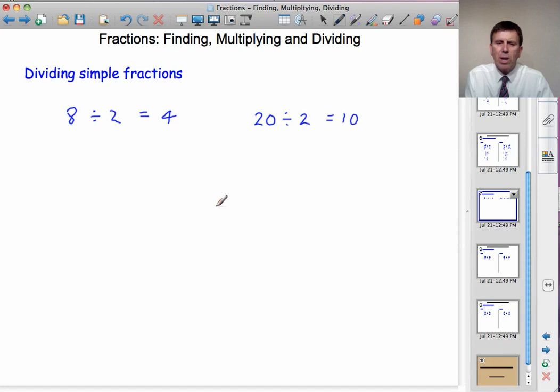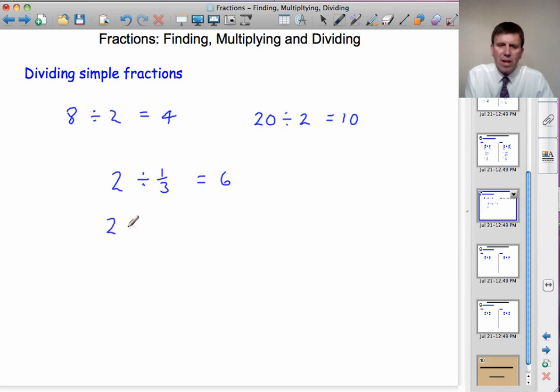Well, what if we divide them by a fraction? What if I said 2 whole numbers divided by a third? How many lots of a third are there in 2 whole numbers? Well, 3/3 make a whole number, so there are 3/3 in every whole number. So if I've got 2 whole numbers, there'll be 6/3. So 2 divided by a third is actually 6. A third goes into there 6 times.